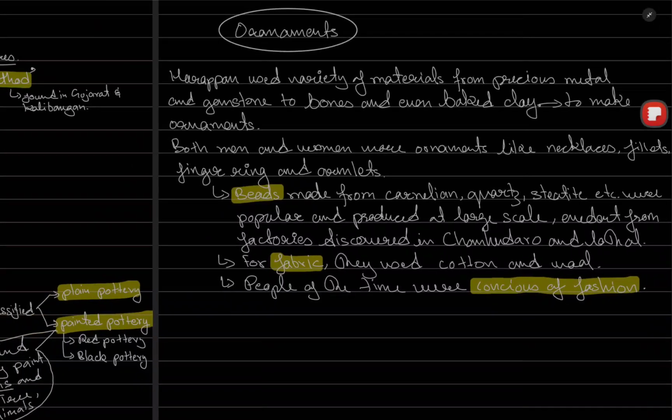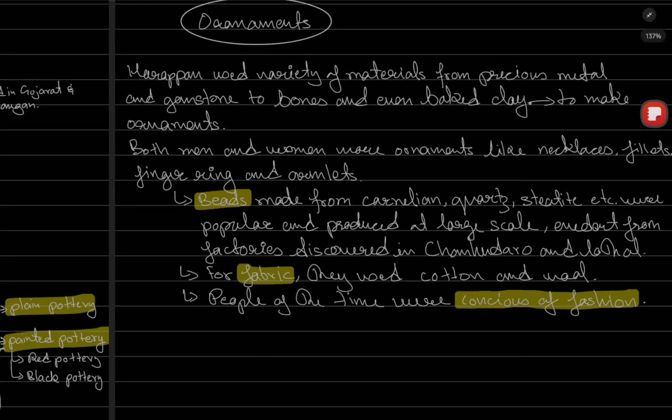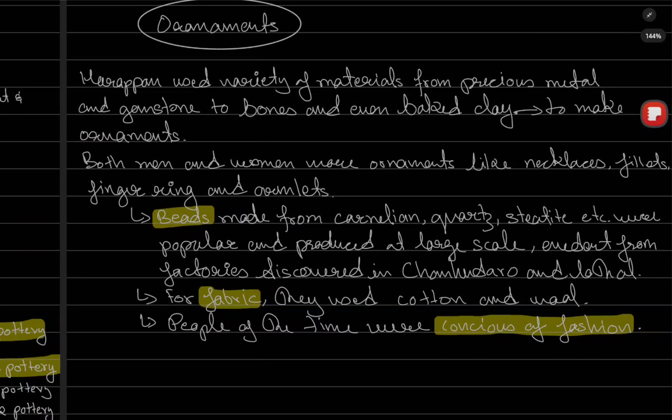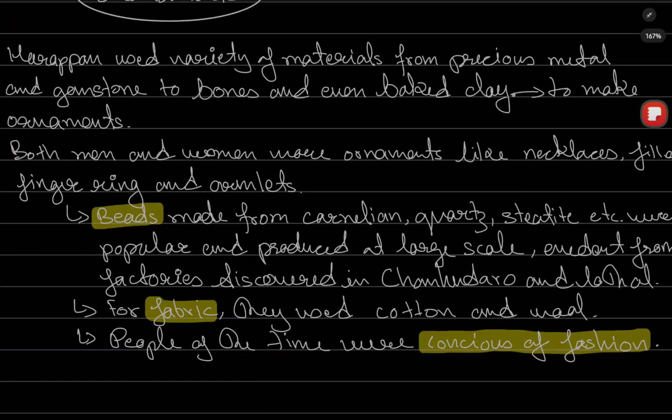Now, next is the ornament. Harappans used a variety of materials, from precious metals and gemstones to bones and even baked clay, to make ornaments. Both men and women wore ornaments like necklaces, fillets, armlets, finger rings, etc. On the material, to be very specific, beads were made from carnelian, quartz, steatite, etc., which were very popular and produced on a very large scale. And this has been evident from the factories that were found at Chanhudaro and Lothal.